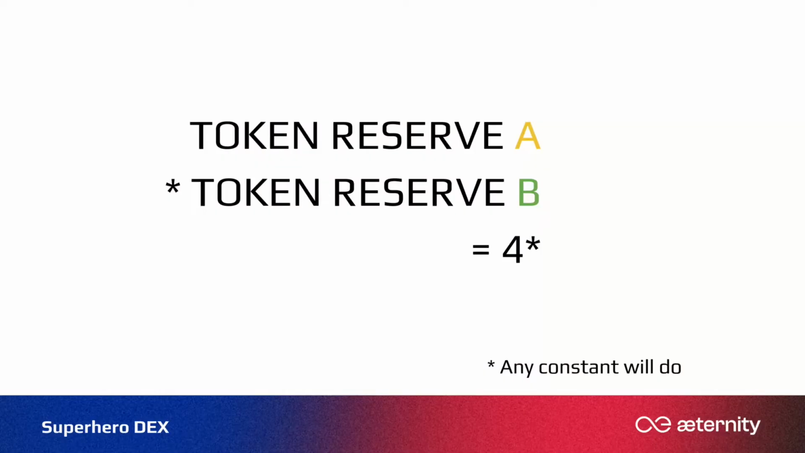And the core fundamental principle that lies beneath all of this is the so-called constant function. The constant function is a multiplication of the two reserves that we have. So here in this case, we have reserve A and reserve B, and they should equal a constant. Here in this case, they equal 4, but basically you can punch in any number here and it will work.